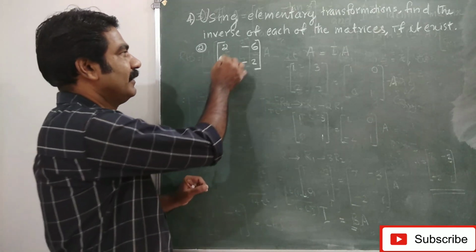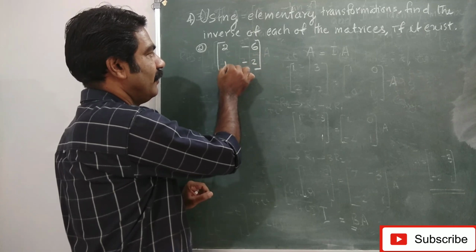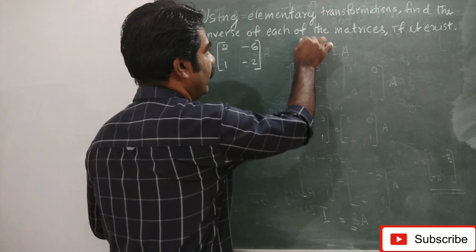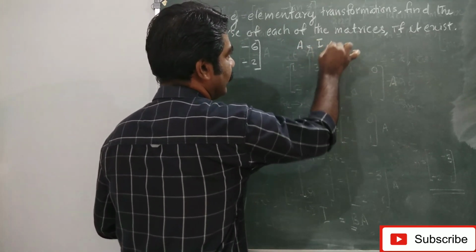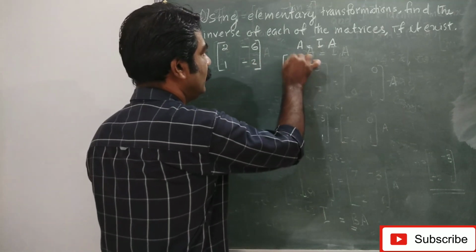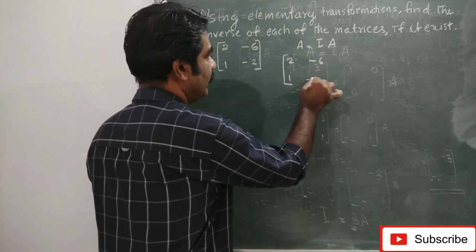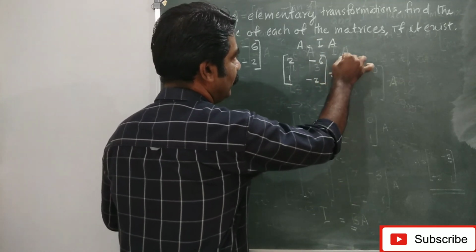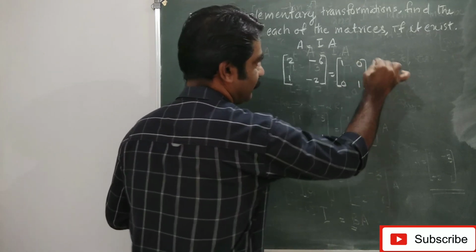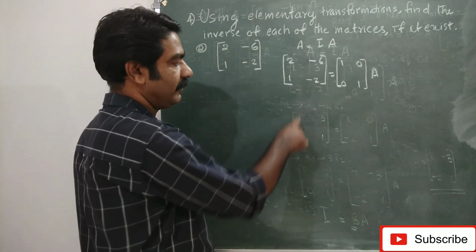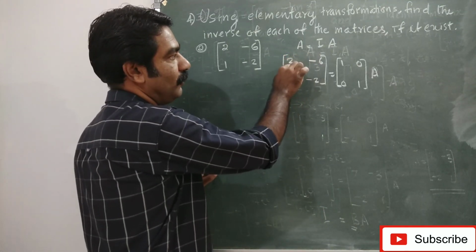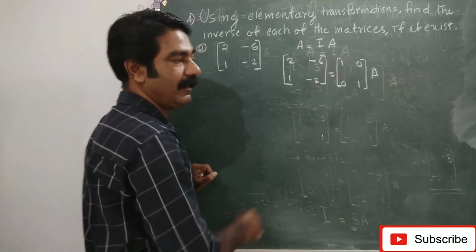Here the second one, matrix 2, minus 6, 1, minus 2. We have to find the inverse of this matrix. As before, write A is equal to IA. This is matrix A: matrix 2, minus 6, 1, minus 2 is equal to I, which is 1, 0, 0, 1, times A. Now we apply some operations and make this into I. The first element is 2, but actually we need 1. Here 1 is there.